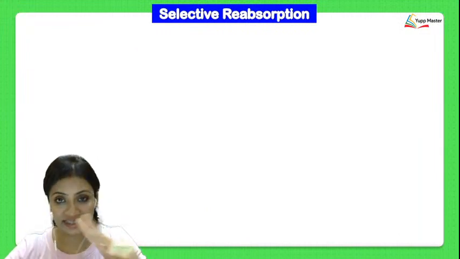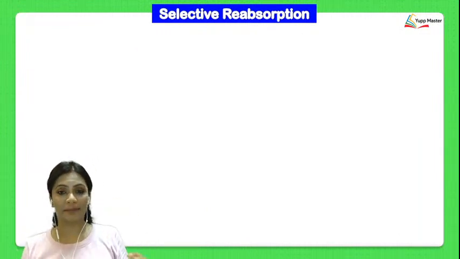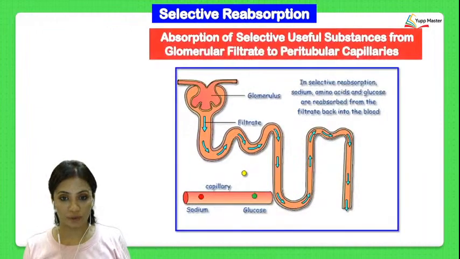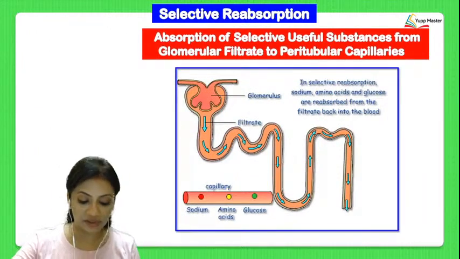Let us start with the second step of urine formation, and that second step is selective reabsorption. Now, what is this selective reabsorption all about?